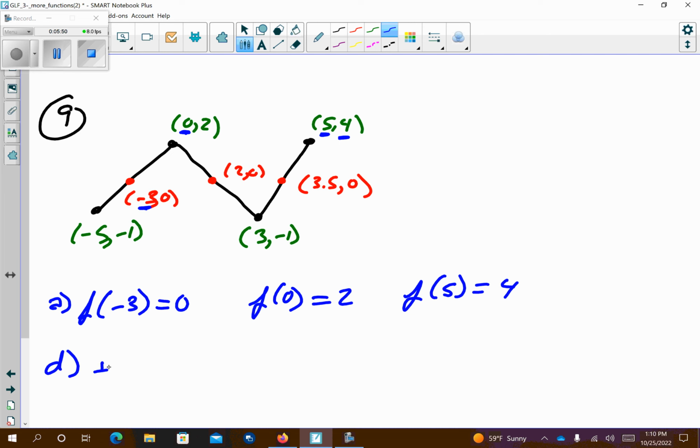And then we're doing letter D. Where is this increasing? Remember, increasing means as I go to the right, it's going up. So it's going up there, and it's going up there. So we're going to use the x values to talk about that. From negative 5 to 0, we're increasing. And also from 3 to 5, we're increasing.